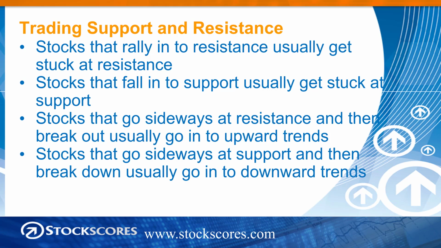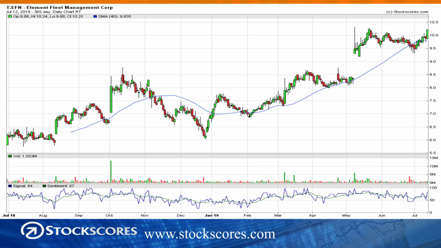Now that's different than stocks that go sideways at resistance. So if a stock is hitting resistance multiple times and it's quiet underneath that level of resistance and then it breaks out, that is when it usually goes into an upward trend. And stocks that go sideways at support and then break down usually go into downward trends. Now this all makes a little more sense when we look at charts, so let's show some examples.